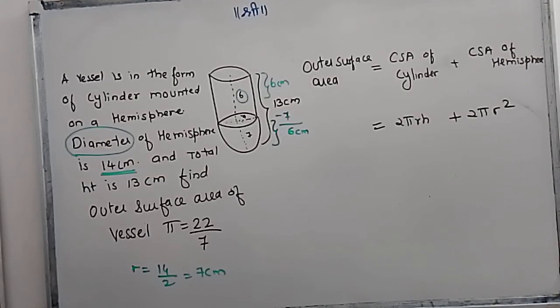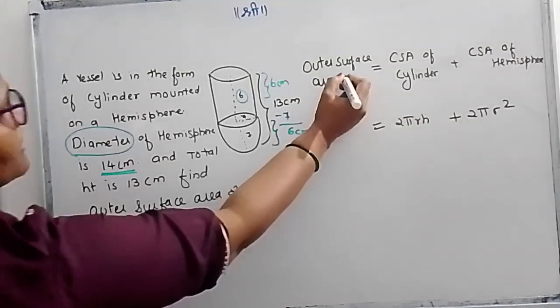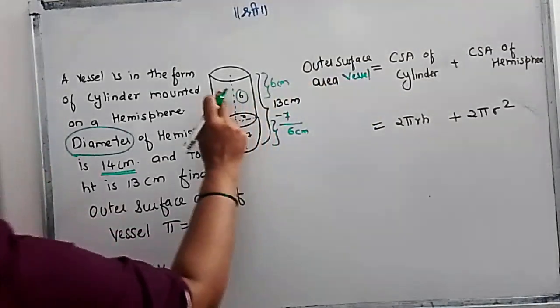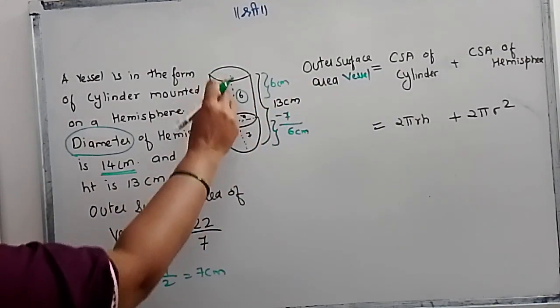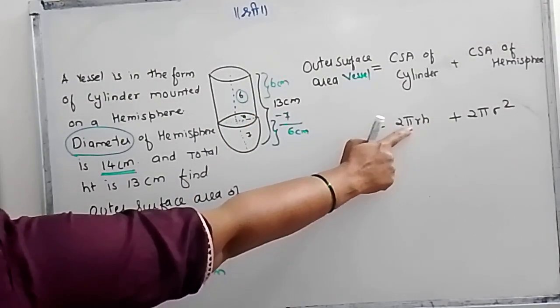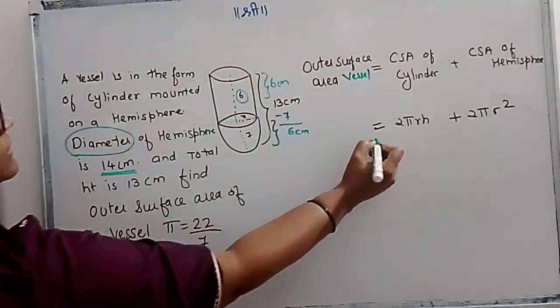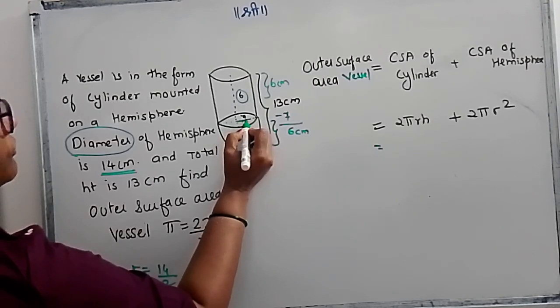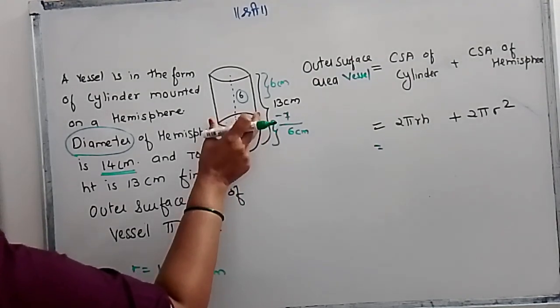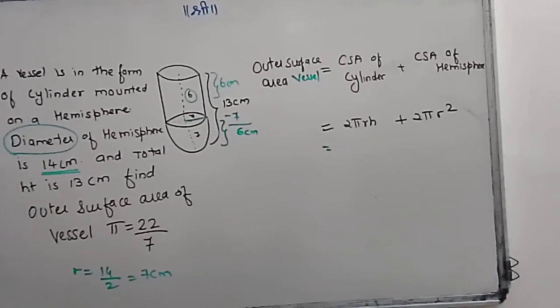Now outer surface area of the vessel is equal to curved surface area of the cylinder plus curved surface area of the hemisphere. Write the formula, 2 pi rh plus 2 pi r square. What is common? Radius is common for both, for the hemisphere and also the cylinder. Since the cylinder is mounted on the hemisphere, radius is common for both.